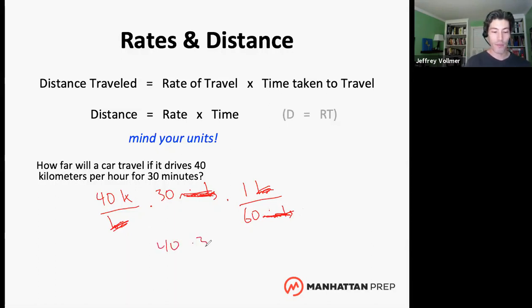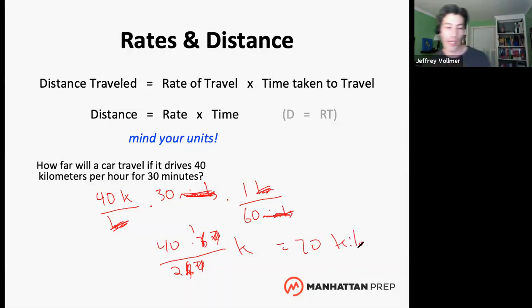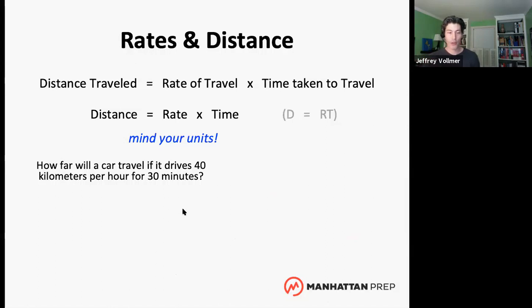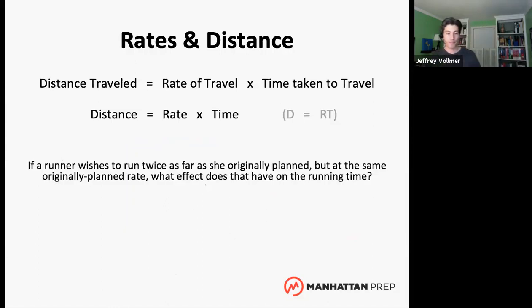Now 40 times 30 divided by 60, the only unit that's left is kilometers. We can do some canceling out here. 40 divided by 2 is 20 kilometers, which is probably what you all ended up with. But it's key to understand how to mind your units on easier problems before you start ratcheting things up to harder problems. So watch out for your units in these types of problems. Cool. Let's take a look at something slightly different.